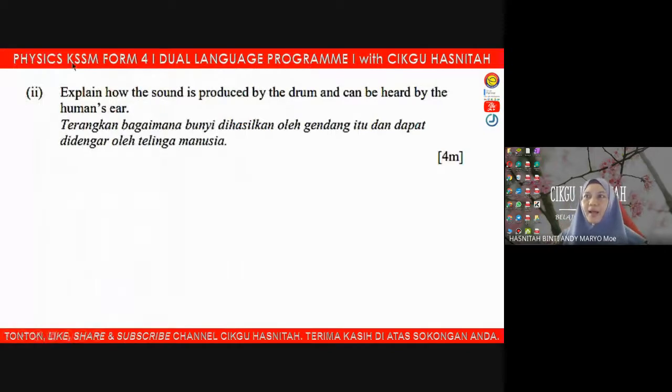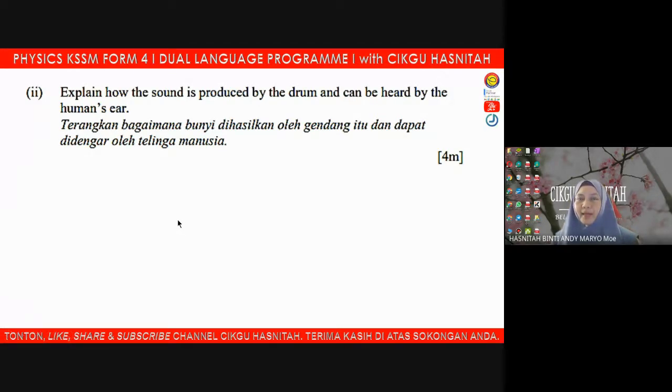Alright, now explain how sound is produced by the drum and can be heard by the human ear. If I'm not mistaken, you asked me this question last time, how we are able to hear sound. So you have to explain here how the sound produced by the drum can be heard by the human ear. How does sound travel to our ears, students, 4 marks? So where to begin the answer from?